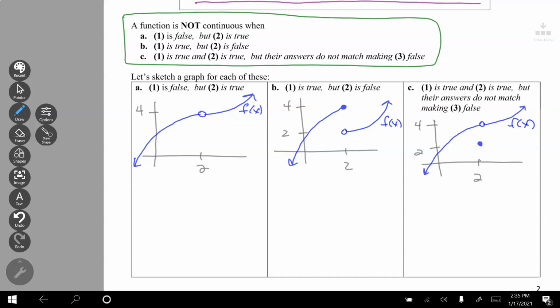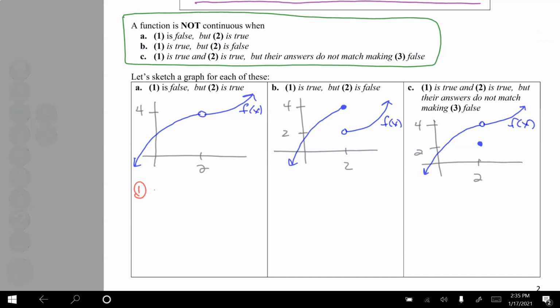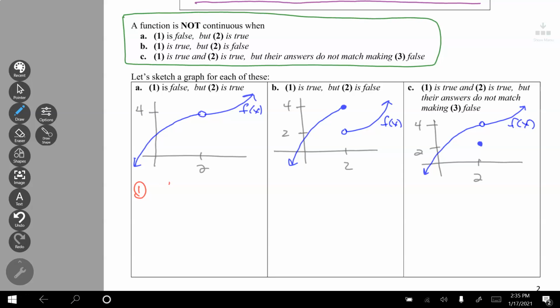Okay, I drew graphs for the 3 examples. We're going to do part A, where part 1 is false. Part 1 is the value question. F of 2 is undefined. There's no solid dot there. So once I know it's undefined, I know it's not continuous any longer. But part 2 is true.